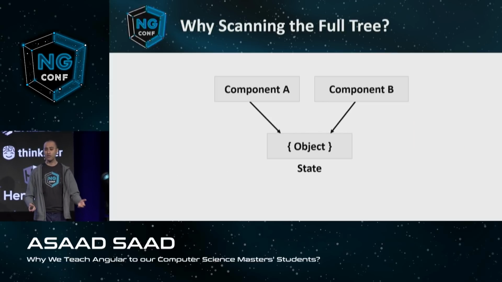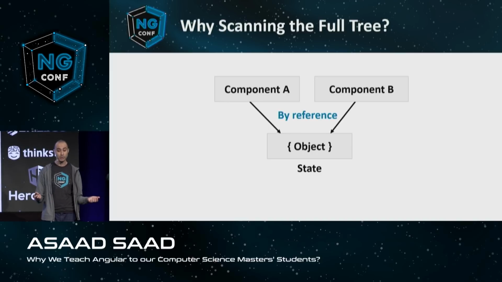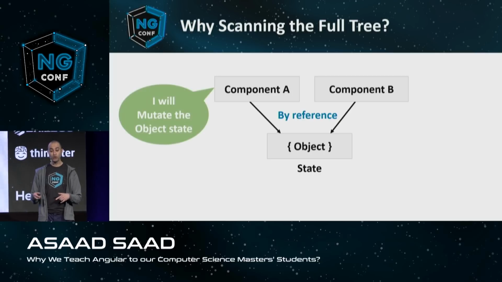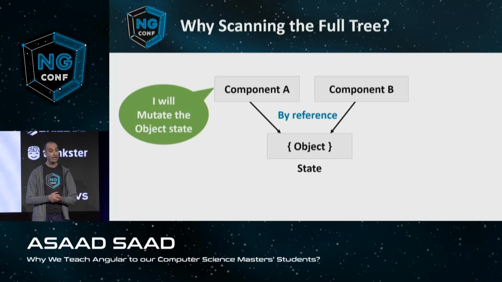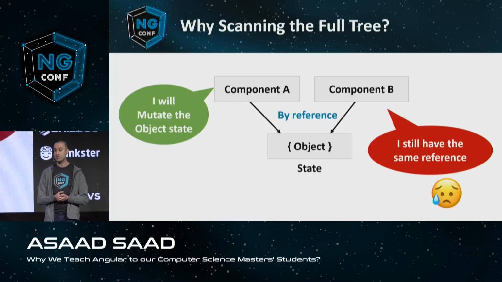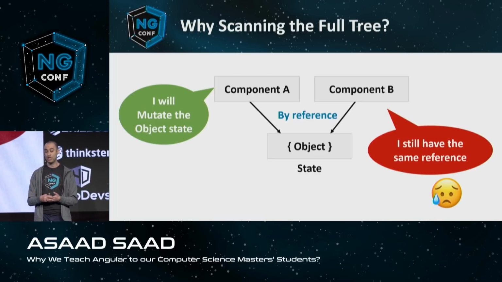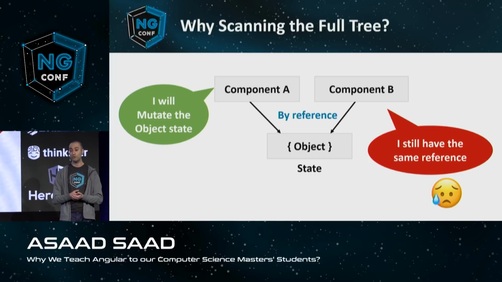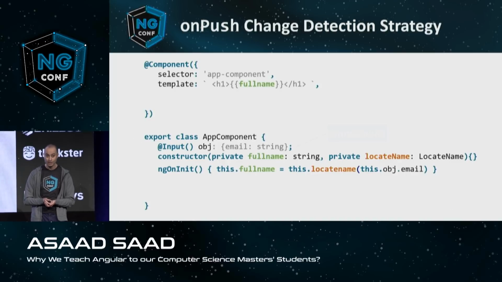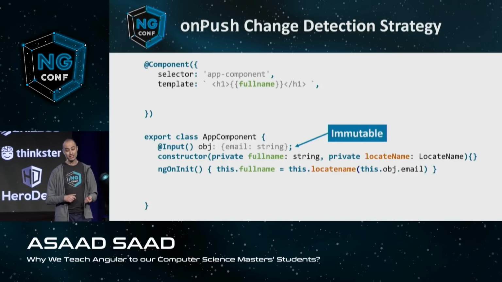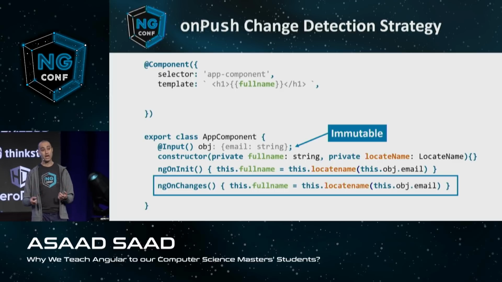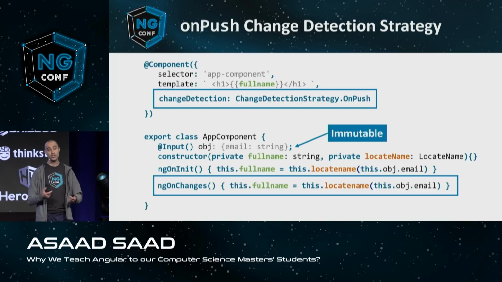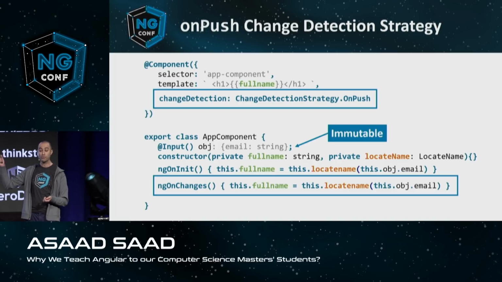But why do we have to scan the entire tree? Very simple. If two components share the same state object, and one of the components mutates this object, the other components still have the same reference. There is no way to know that there is a change. That's why Angular has to scan the full components tree to find the change for you. But if we use immutable objects, then we can know that a change has happened by listening to ngOnChanges, and we can tell Angular to optimize the change detection algorithm and use OnPush strategy.